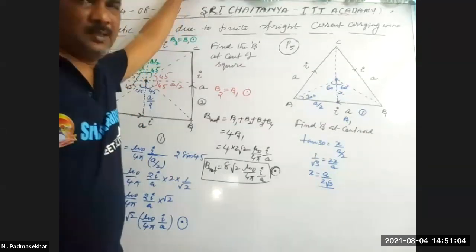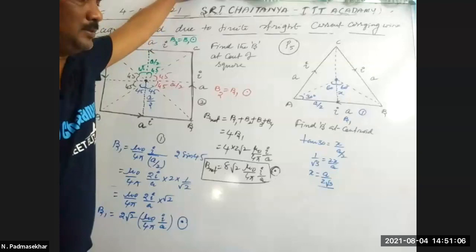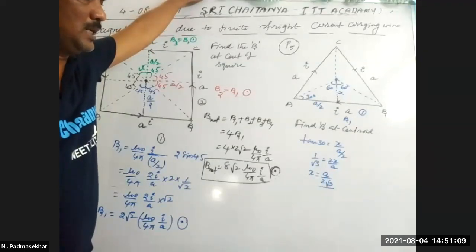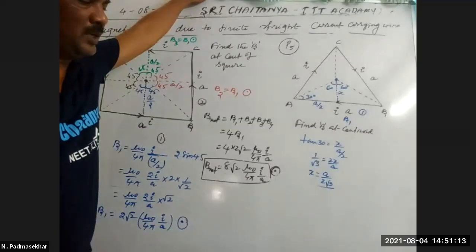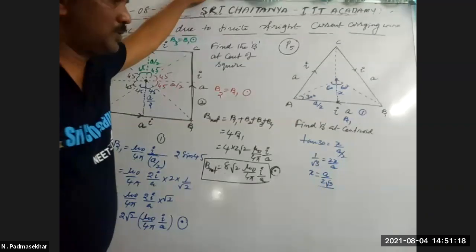Correct? x by a by 2. So tan 30 is equal to x by a by 2. Tan 30 is 1 by root 3, equal to 2x by a, so x is equal to a by 2 root 3.